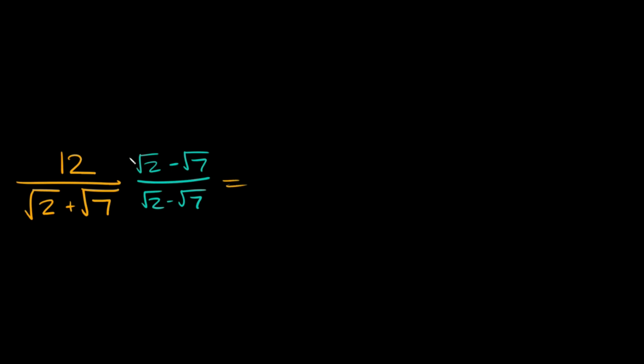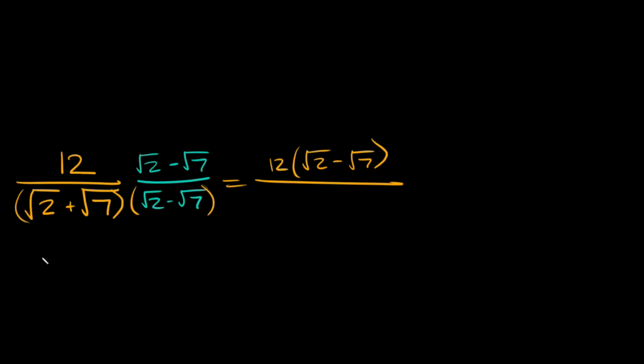So then simplifying this, on top we have 12 times the square root of 2 minus the square root of 7. And on the bottom, again, we need to FOIL. You're going to have to FOIL a lot with these problems. So we're going to do the square root of 2 times the square root of 2. That's equal to just 2. Square root of 2 times negative square root of 7 is equal to the negative square root of 2 times 7, which is equal to 14.